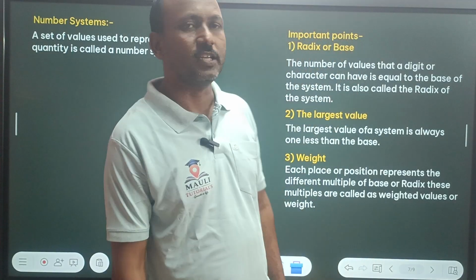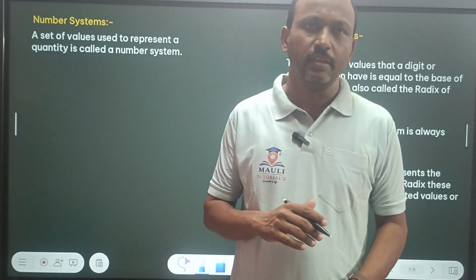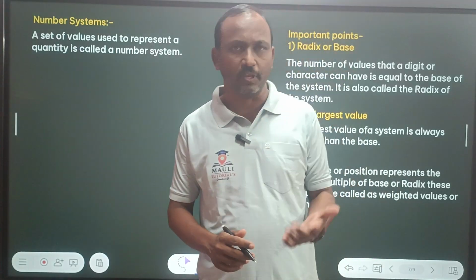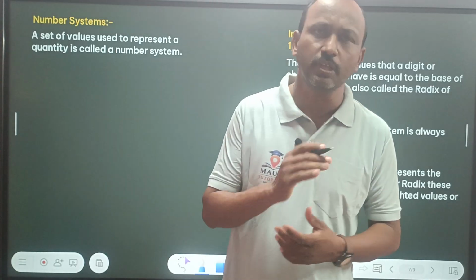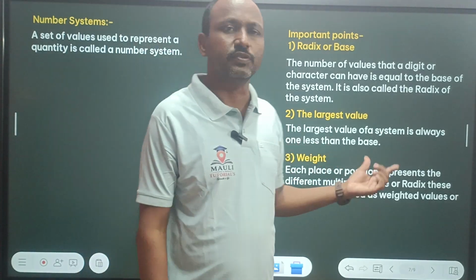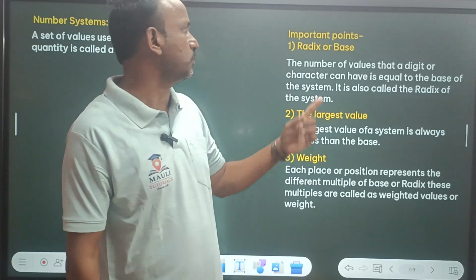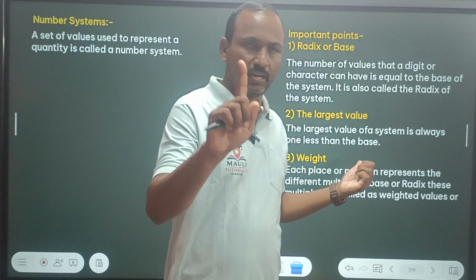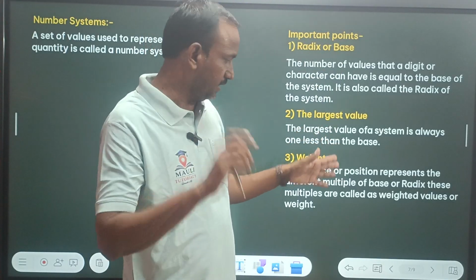The second one is the largest value. If we consider a set of numbers, then it has a largest value, that may be 1, that may be 7, that may be 9, or that may be 15, which is equivalent to F. But every number system has a largest value, and that largest value is always 1 less than the base of the number system. Suppose the base of the number system is 2, then the largest value is always 1. If the base of the number system is 10, then the largest value is always 9.